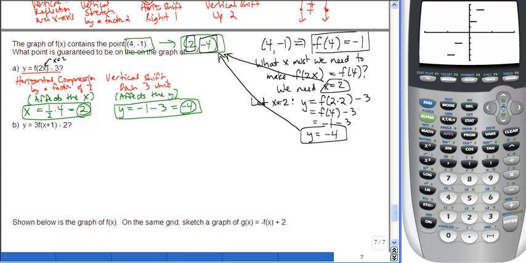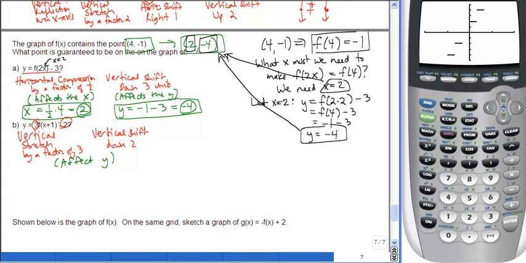So this time, again, still using the point (4, -1), what would the point have to correspond to on the graph of 3f(x + 1) - 2? So let's identify our shifts here first. Which of these transformations are vertical transformations? Let's list those out first. Well, we know the 3 is on the outside, and that causes a vertical stretch by a factor of 3. And the -2 is on the outside as well, so that's also vertical. So that's going to be a vertical shift down 2 units.